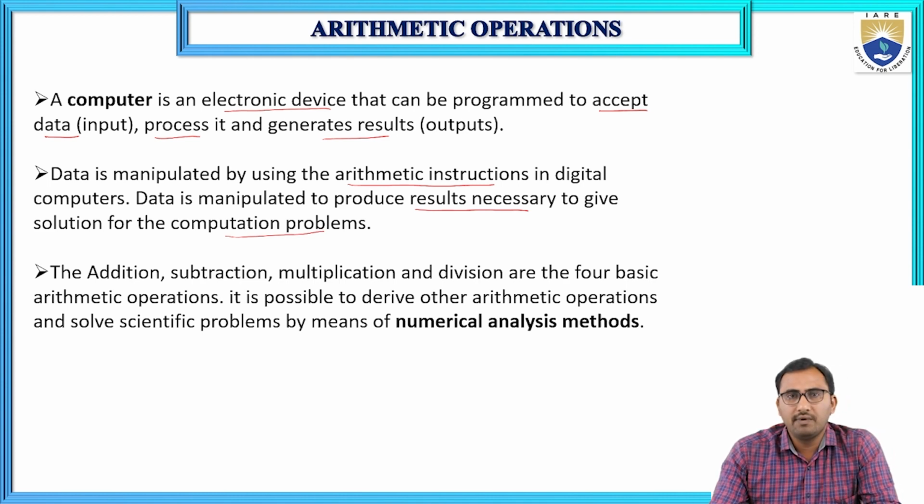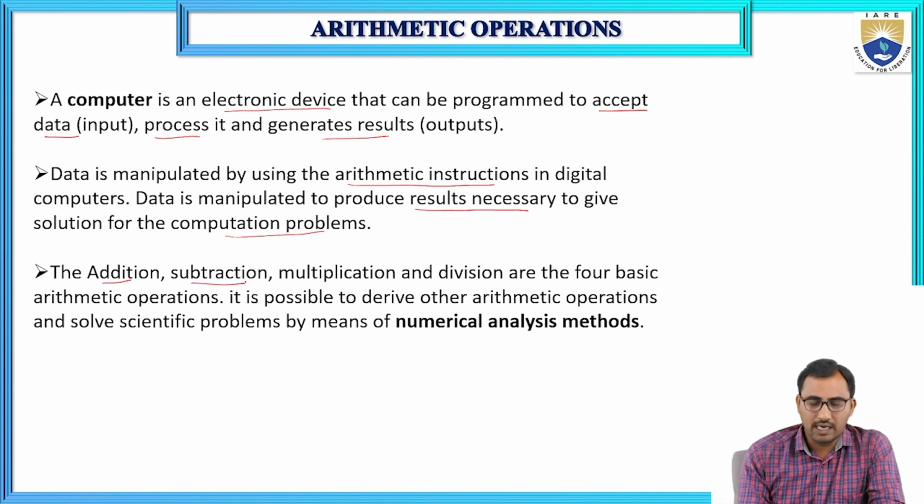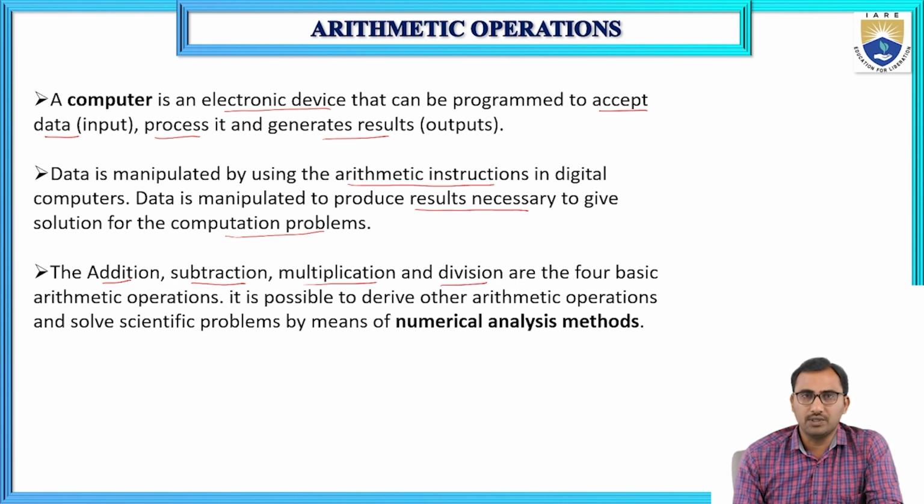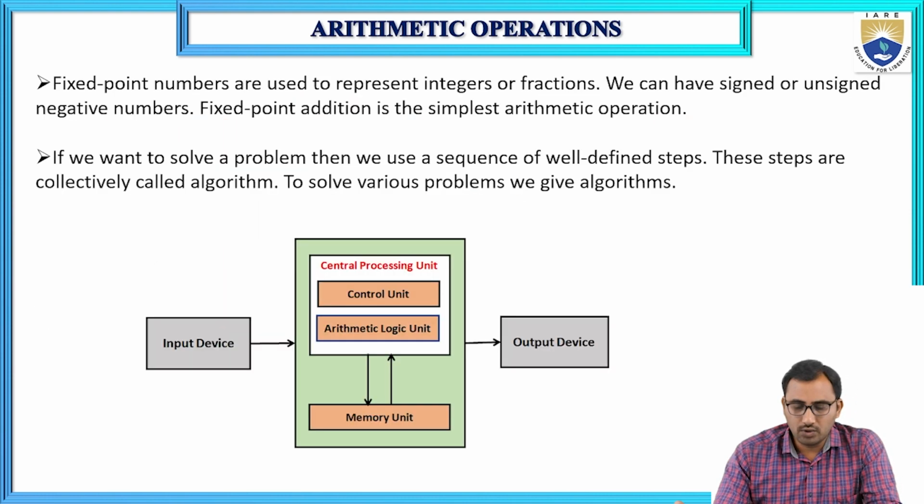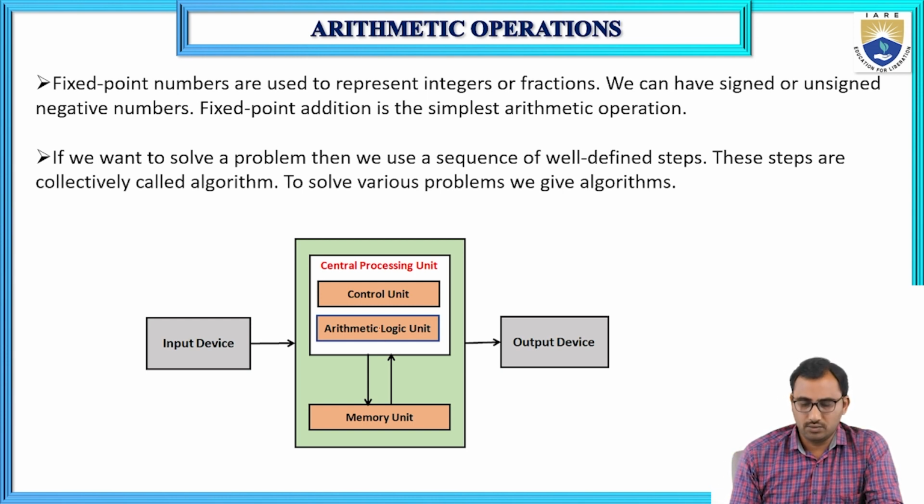Mainly we have four types of arithmetic operations: addition, subtraction, multiplication, and division. These are the four basic arithmetic operations. Using these four basic arithmetic operations, we can also derive some other operations and solve scientific problems by means of numerical analysis methods. In order to perform these arithmetic operations, we have a separate section called the arithmetic and logic unit. We can also call it the arithmetic processing unit.